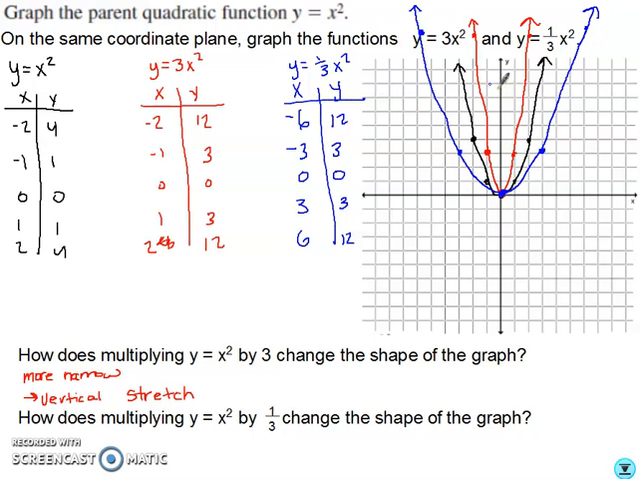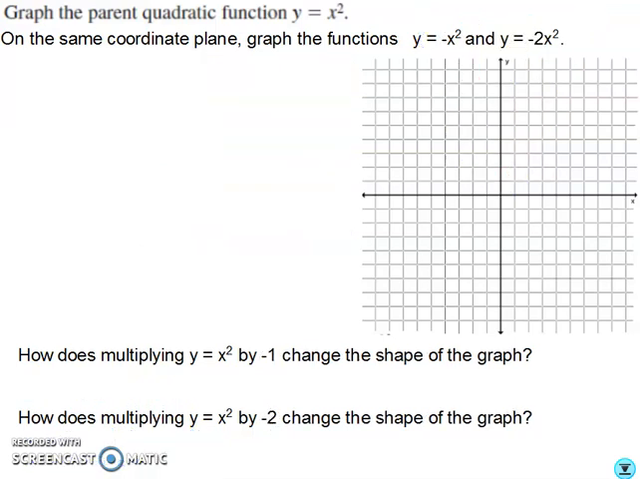Multiplying by 1/3, I took the black graph and got my blue graph. So that blue graph is more wide. Or we can think of taking our black graph and pushing it down and flattening it out to create the blue graph. What we call that is a vertical compression. So it made it more wide or more flat. So we compressed it vertically.